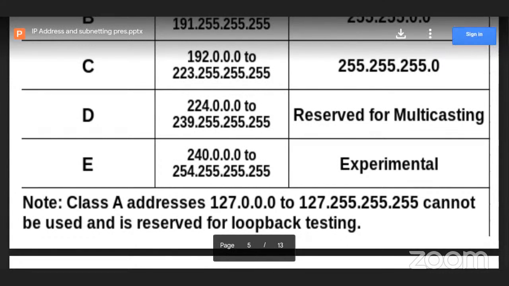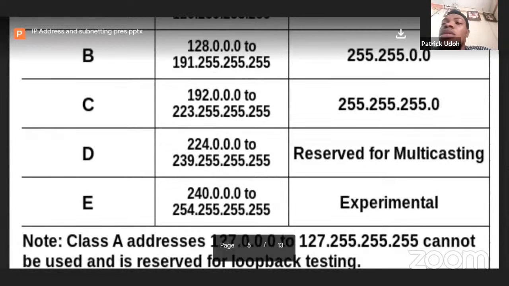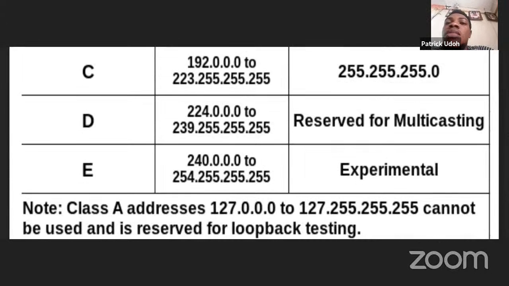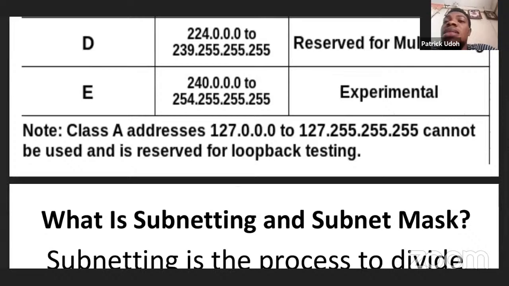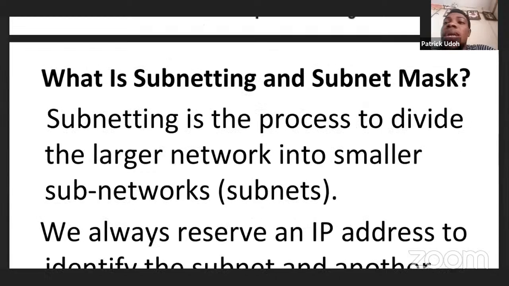Then we also have D and E. D is from 224 to 239, and is reserved mostly for multicasting. For class E, the range is 240 to 254, and it is reserved for experimental purposes. We should also know that the address range 127 can be used for loopback testing.